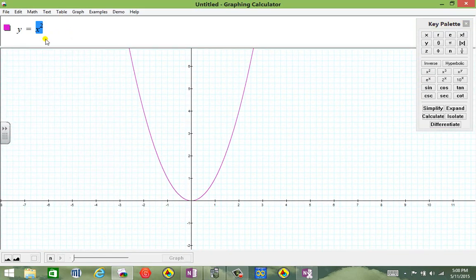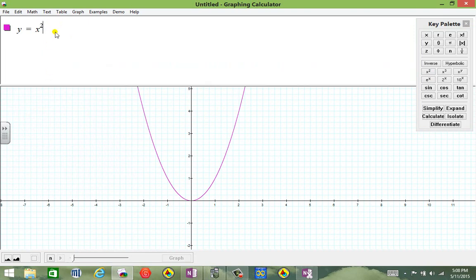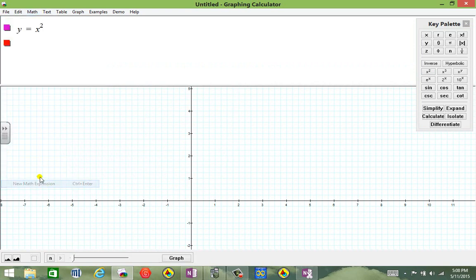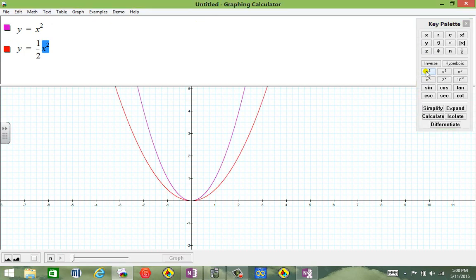The question is, what happens when you change the parent to something else? So let's put another function, overlap it, okay? Let's add a new expression or a new function. Y equals 1/2 x squared. What happens to it? So let's square that puppy right there. There we go.